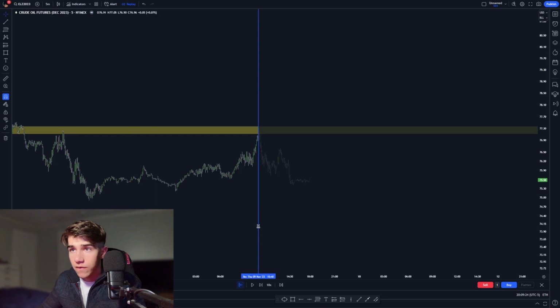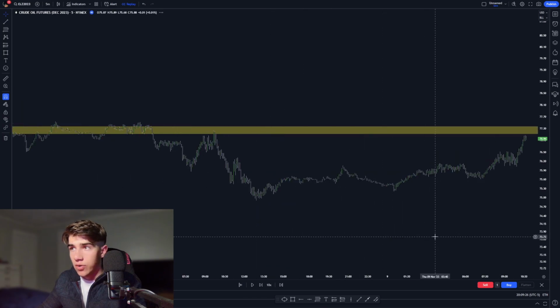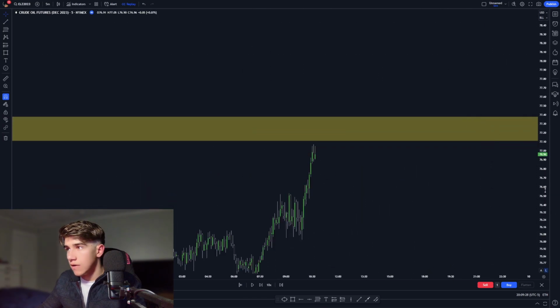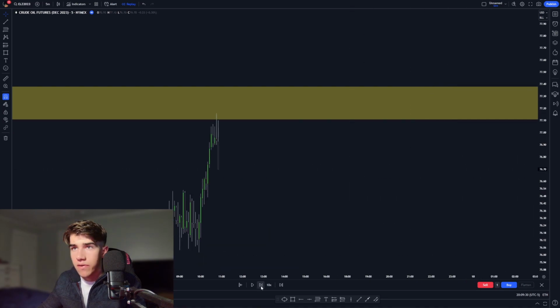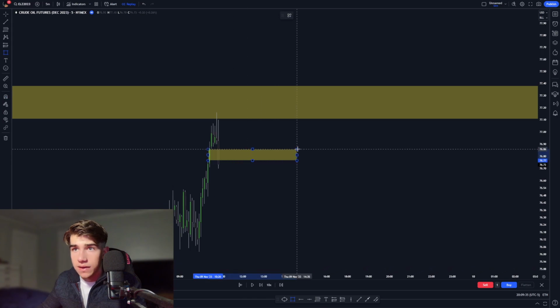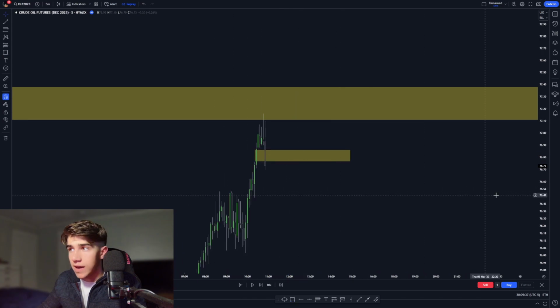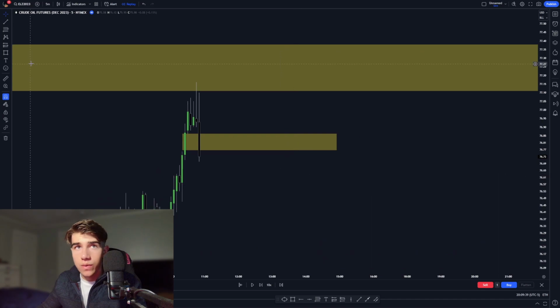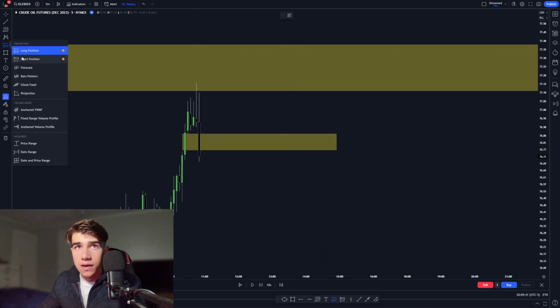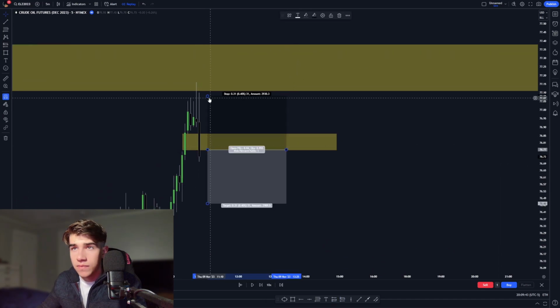And then I looked for a setup. So right here, we hit the volume imbalance, right? As you can see right here. And what ended up happening, we violated this bullish fair value gap with displacement, right? So what do I do? I place my short here.